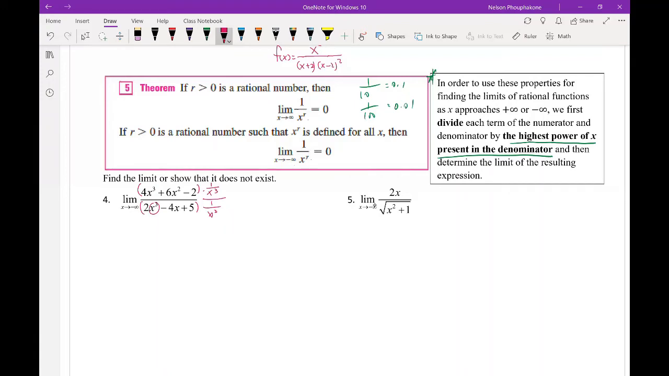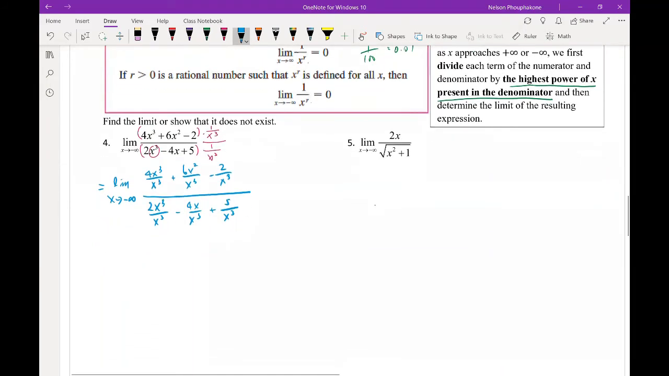Then we are going to simplify this. I will have 4x to the power 3 over x to the power 3 plus 6x squared over x to the power 3 minus 2 over x to the power 3, all over 2x to the power 3 over x to the power 3 minus 4x over x to the power 3 plus 5 over x to the power 3. Simplifying, I will have 4 plus 6 over x minus 2 over x to the power 3, all over 2 minus 4 over x squared plus 5 over x to the power 3.